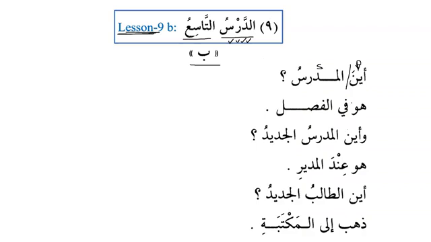Where is the teacher? So we say huwa fil fasli. He is in the classroom. So the first one is where is the teacher? And then the answer is huwa fil fasli. He is in the classroom. And we know that huwa is subject and fil fasli is predicate.